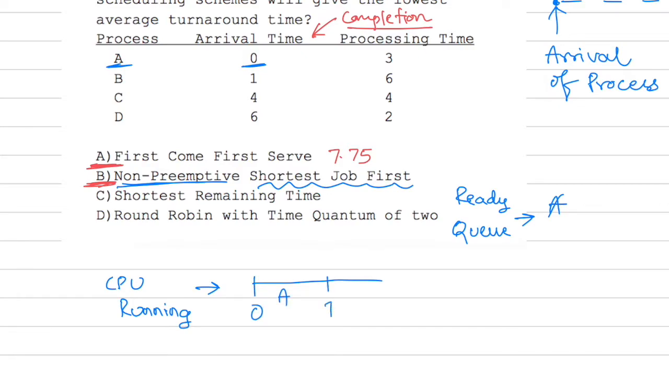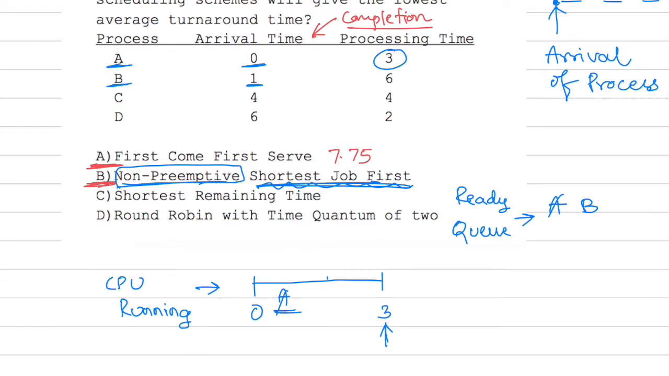Now in the first second we have B arriving, so B comes into the ready queue. Now we have to implement shortest job first. However, it's non-preemptive. Non-preemptive as in once A gets selected with the CPU, you cannot preempt it. So A will continue to run till it completes its entire process. The processing time of A is 3. So A will continue till it completes its processing, and then A goes out of the system.